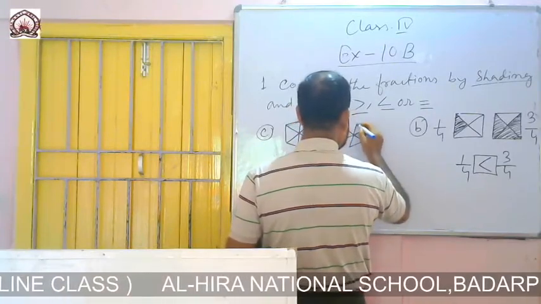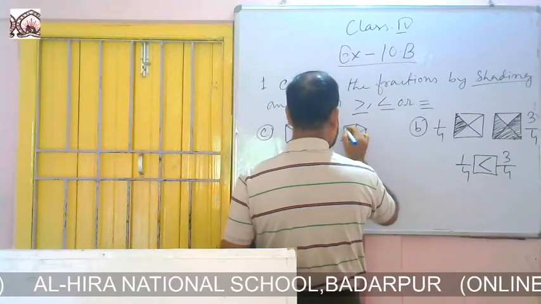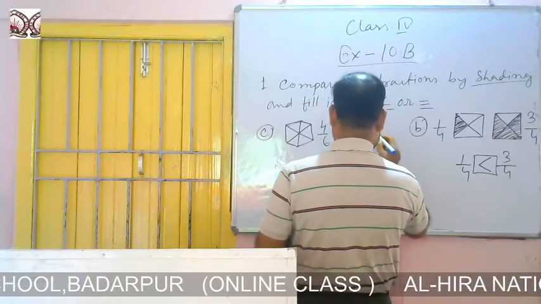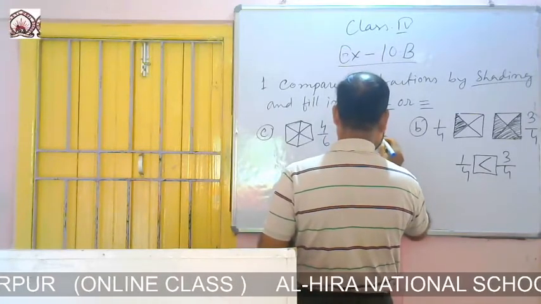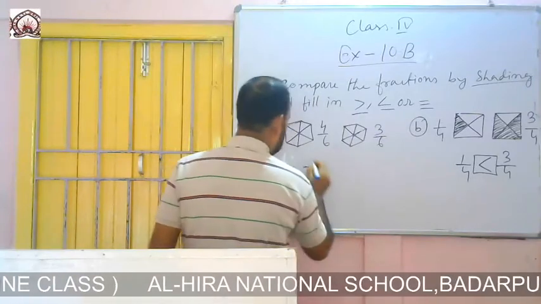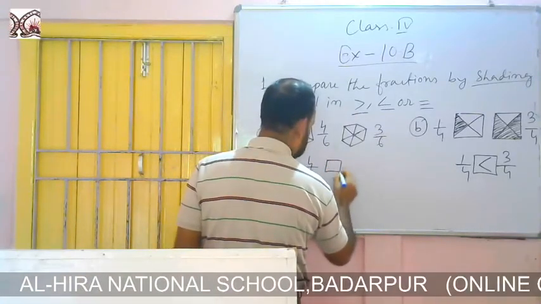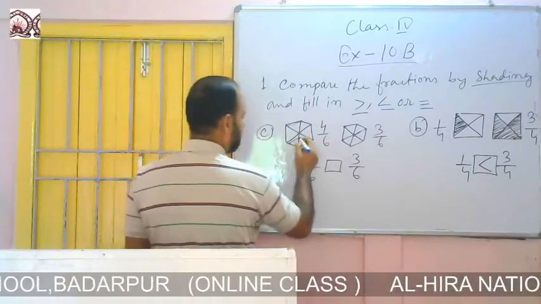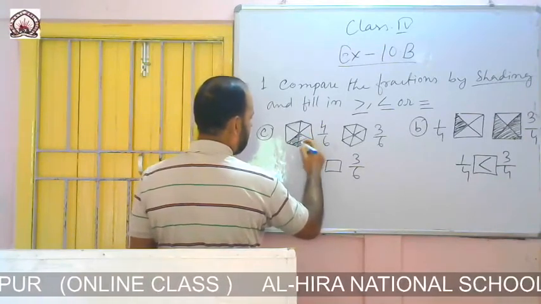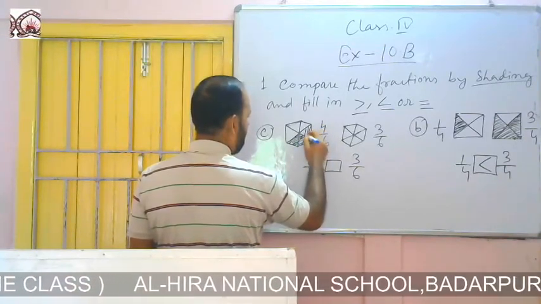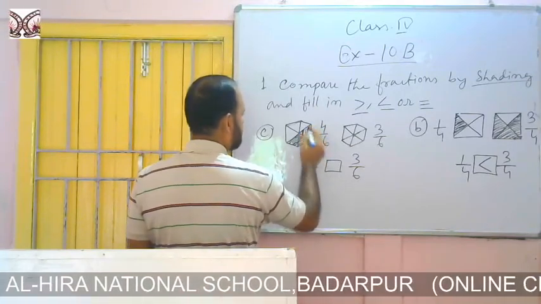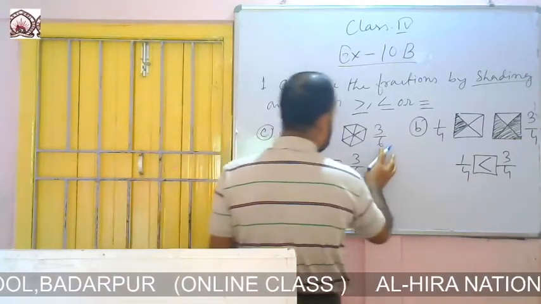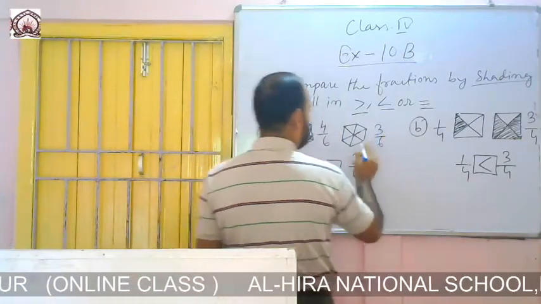1 2 3 4 5 6. So here the fraction is 3 by 6. So 4 by 6 and 3 by 6. So we color here 4 parts out of 6 parts, and here out of 6 parts we color 3 parts.